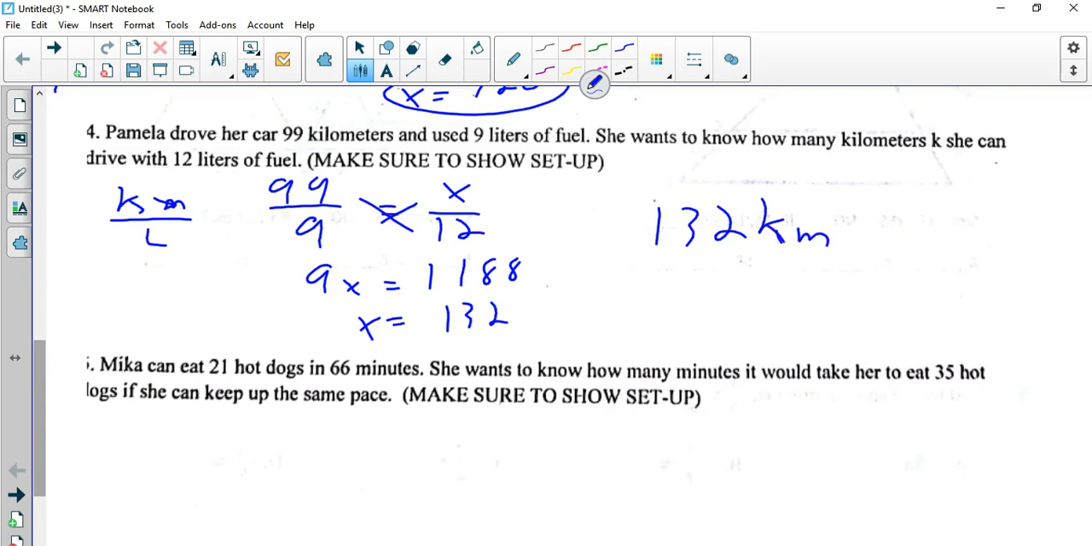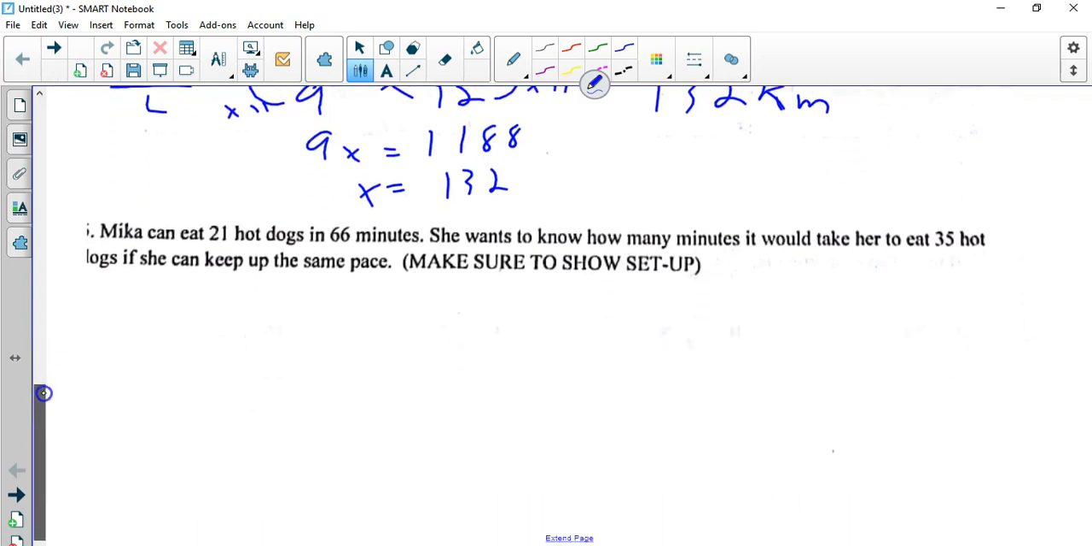Now, if you notice at the beginning that 9 goes into 99 times 11, you could have just taken 12 times 11 and gotten 132. So if you see a shortcut like that, feel free to take it.